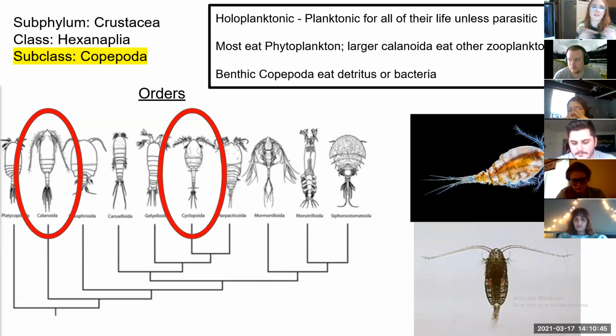The subclass of copepods tends to eat mostly phytoplankton, but actually larger Calanoida eat other zooplankton. We typically think of zooplankton as one trophic level, but it can make it more complex when you have these interactions. You also have benthic copepods, which can be really important for nutrient cycling because they're eating detritus and bacteria. And so if you have changes in the abundance of your benthic copepods, it can actually alter your nutrient cycling in the system.